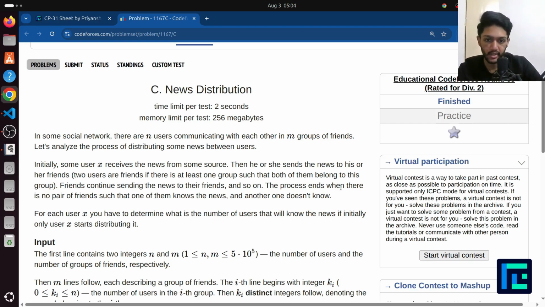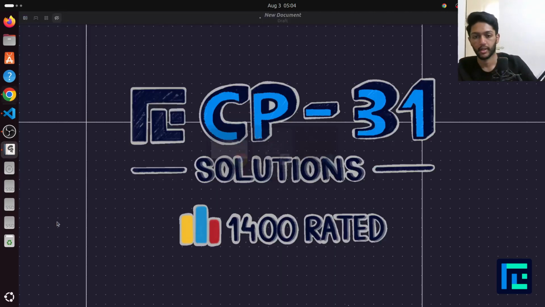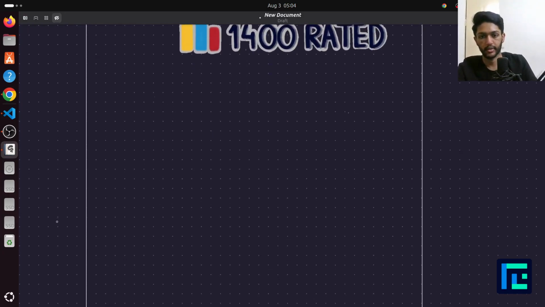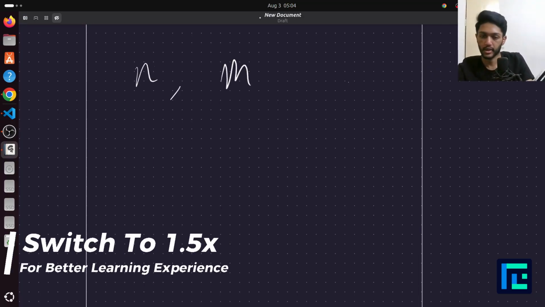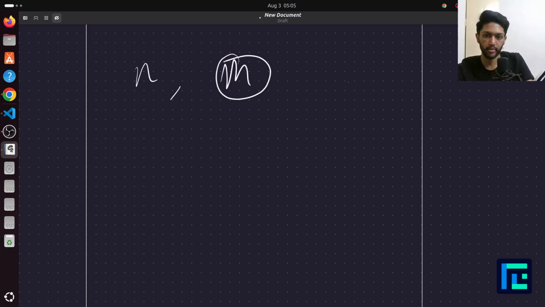The process ends when there is no pair of friends such that one of them knows the news and the other one doesn't know. For each user X, determine the number of users that will know the news if initially only the user X starts distributing it. Okay, so they are saying that we have n people in total and m groups consisting of some people. All of the people in the same group are friends, and one person may be in multiple groups.